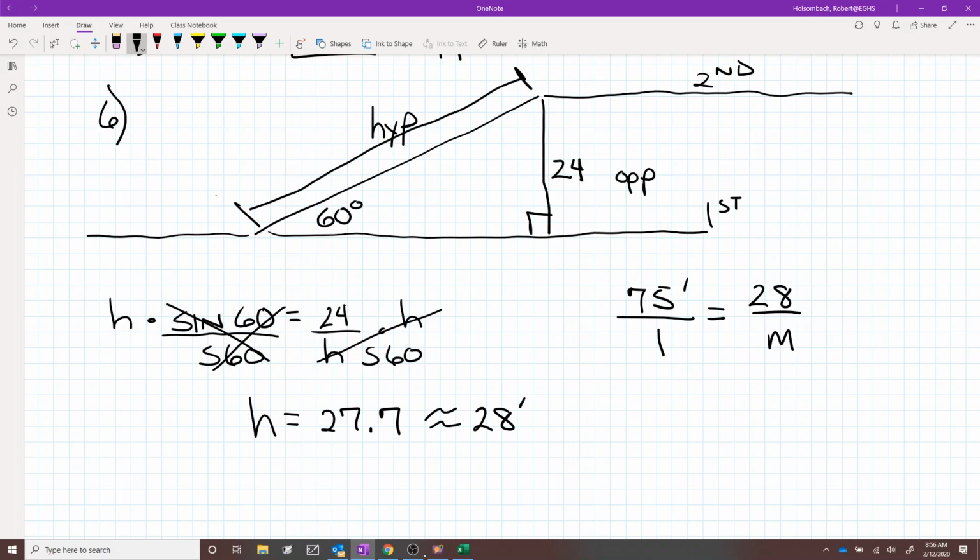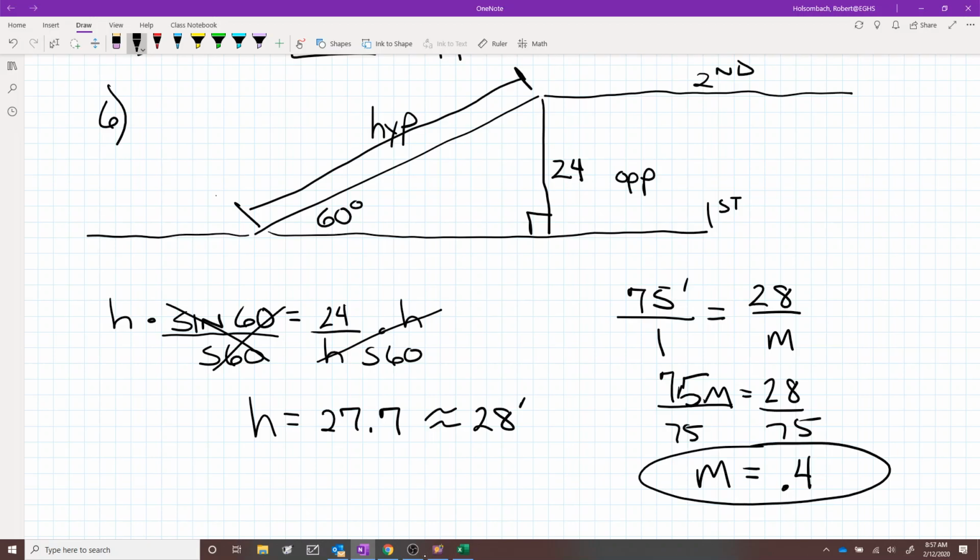So now we're going to crisscross multiply. So 75m equals 28, and you can divide both sides by 75. Your minutes are equal to 28 divided by 75, which is 0.37. To the nearest tenth of a minute, we got to go second, fix 1. So your minutes is 0.4. So the packages are going to travel 28 feet, and it's going to take 0.4 of a minute.